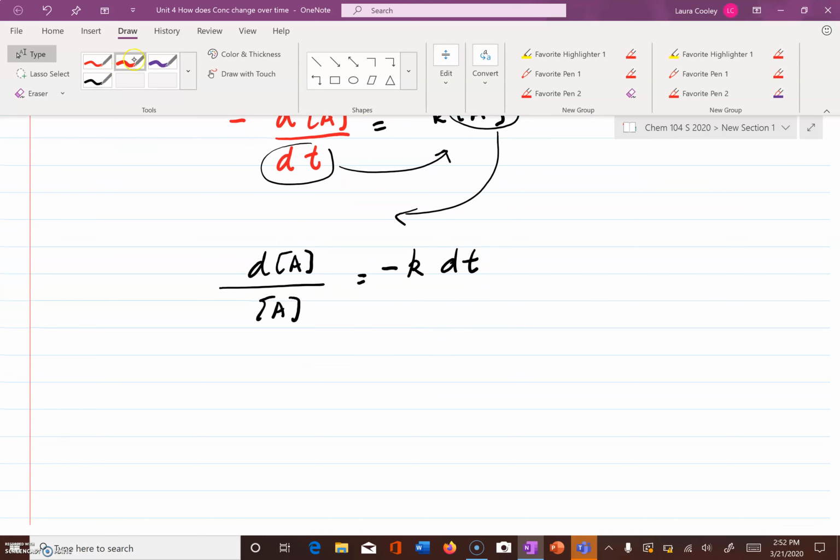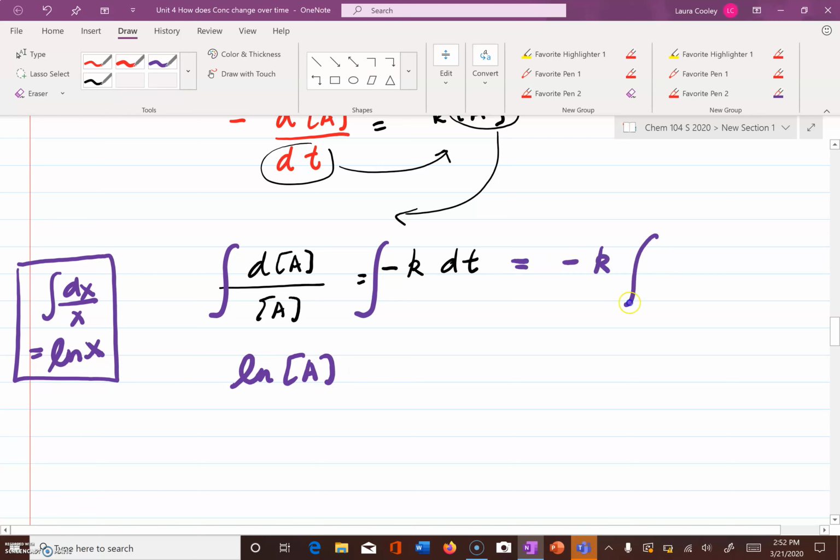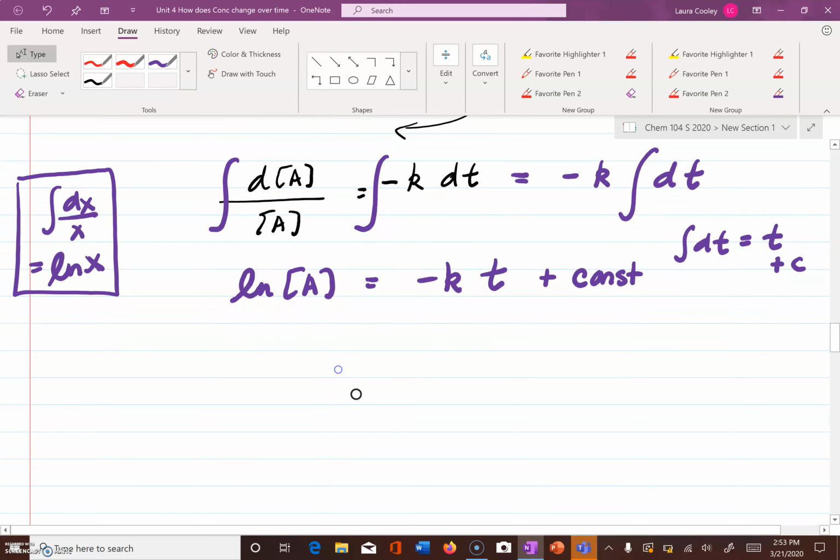So now, if you know calculus, we're going to integrate both sides of this equation. And the integral of dx over x is equal to the natural log of x. That's something you learn in calculus. So this is going to be the natural log of the concentration of A. And the integral of minus k dt becomes minus k times the integral of dt. So it's going to be minus k times the time, because the integral of dt is equal to t, but I have to add a constant because we only know what the integration is within a constant. So I'm going to call the constant just constant. And so we almost have an equation here, except we have to know what this constant is. We don't know what that is yet.